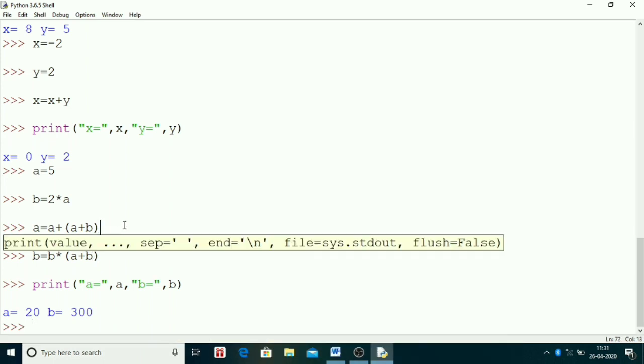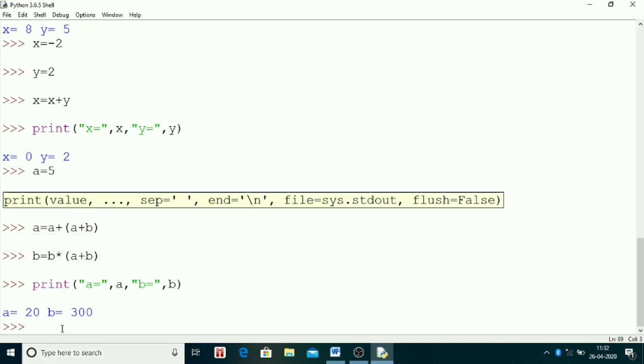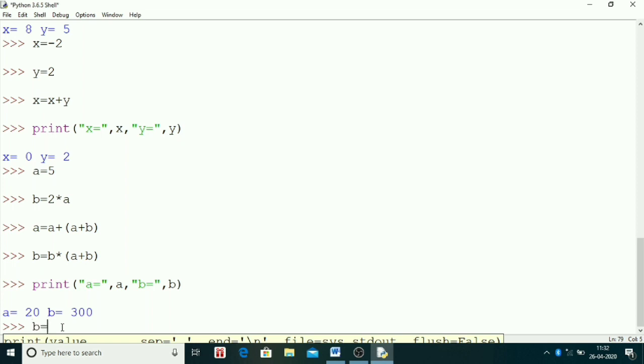So, let me explain. Now, it is saying B is equal to 2 into 5. That means B will be 10. Now, here A is equal to A is 5 plus A plus B. 5 plus 10, 15. So A is 20. Now B is equal to B into A plus B. 20 plus 10, 30. That means B is 300. So this way you can do your calculations also.